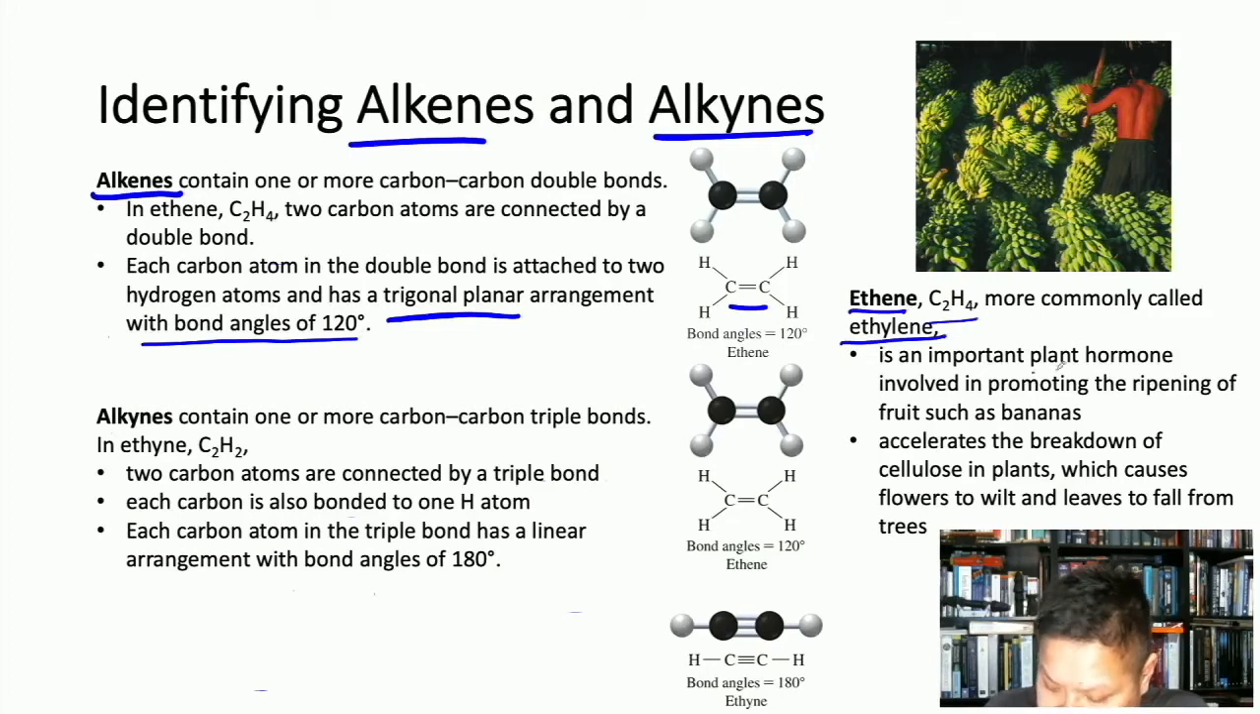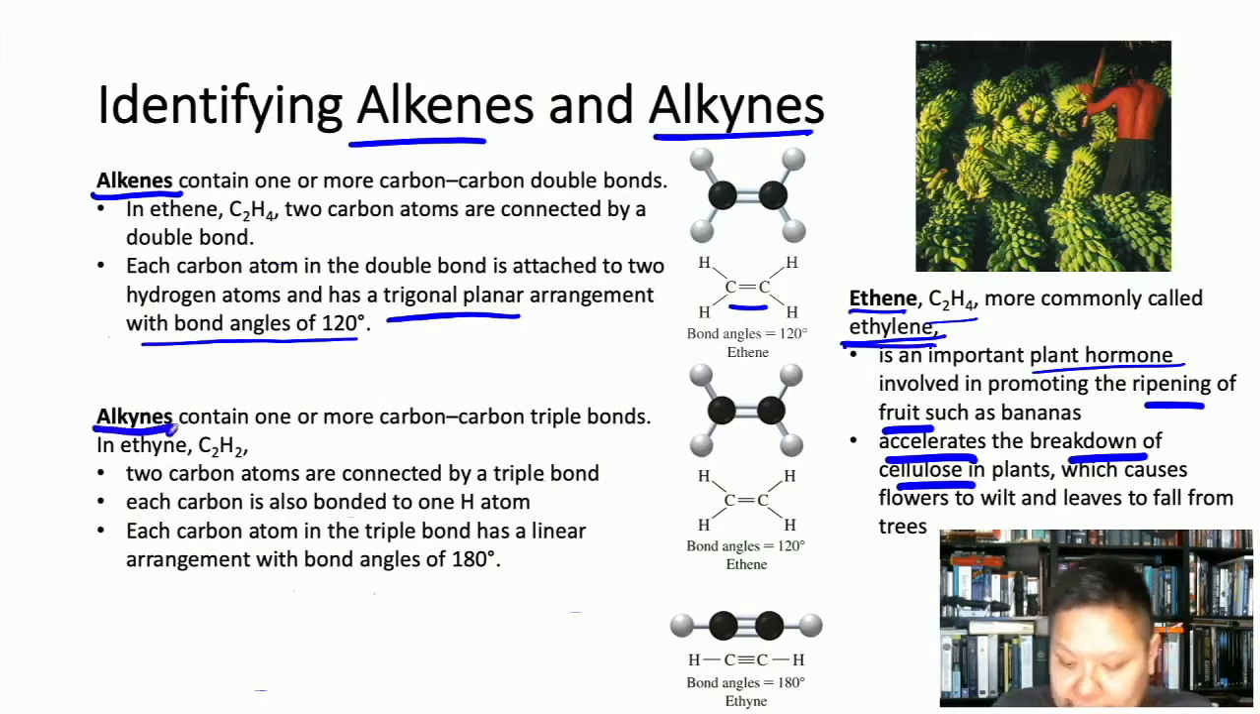It's a plant hormone that's actually released by plants that promotes ripening of fruits, right? But the problem with it is that it accelerates the breakdown of cellulose in plants, right? Which is why when you keep your vegetables in bags that are sealed, they tend to go rotten faster, right? That's all because of ethylene.